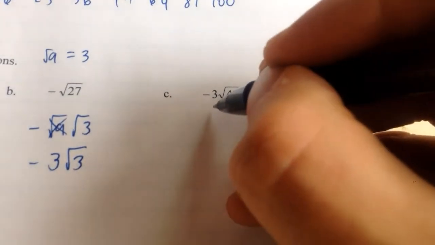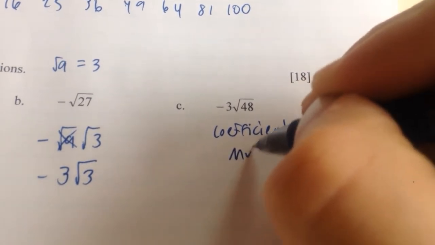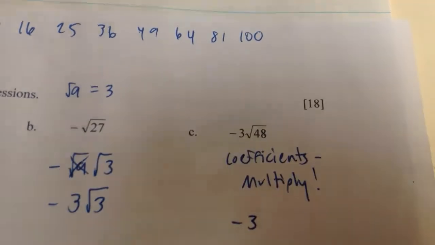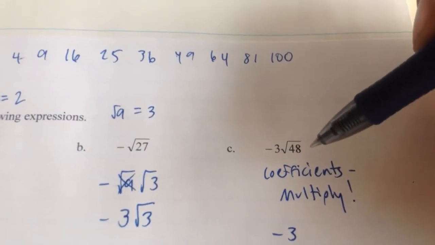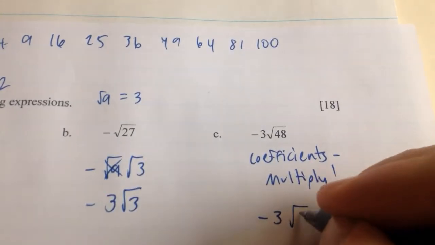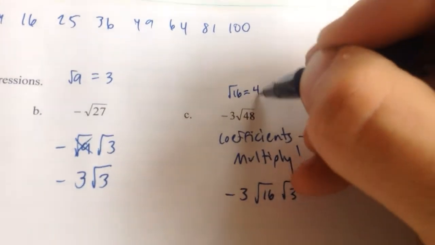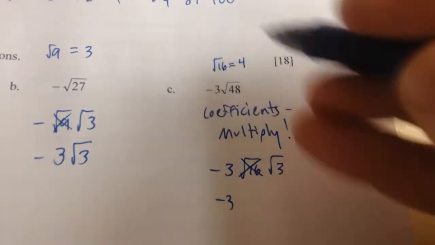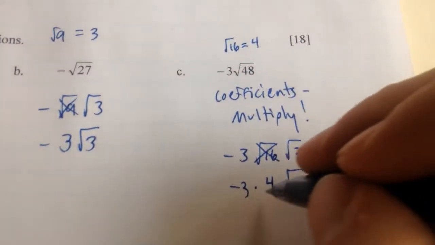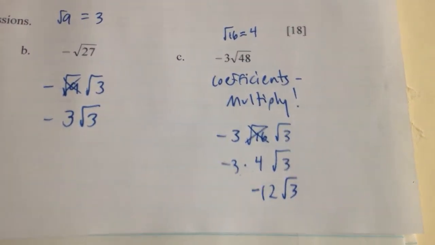For C, you now have a coefficient, and with coefficients, it means to multiply. The largest perfect square factor of 48, some people say 4, but that's not the largest. The largest one is 16, so I'm going to say square root of 16 times the square root of 3. Again, the square root of 16 is 4. So here I'm going to replace the square root of 16 with 4. I'm going to multiply those values. Negative 3 times 4 is negative 12. Negative 12 square root of 3 is my answer.